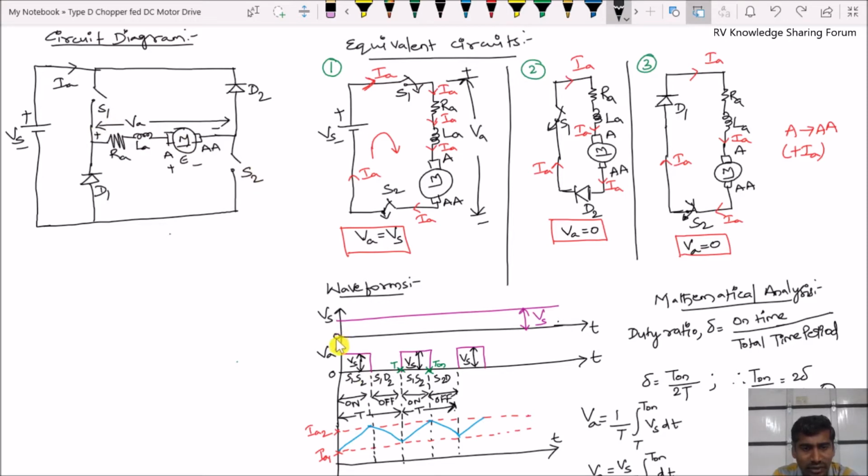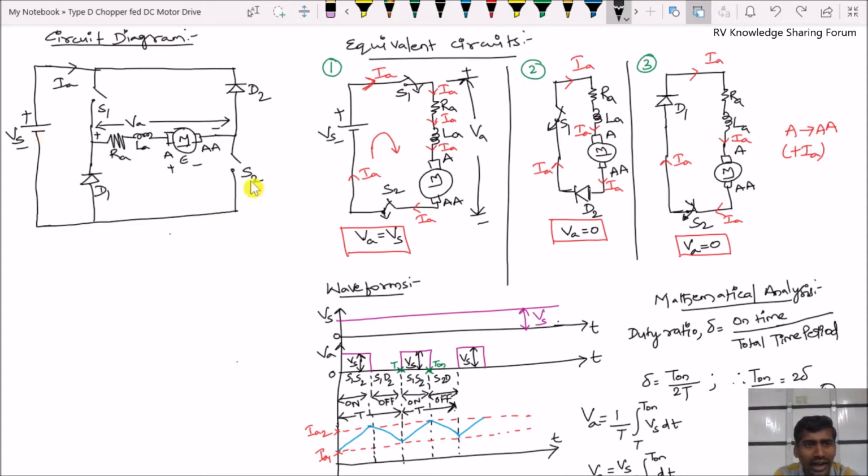At t equal to 0 milliseconds, the switches S1 and S2 are given the gate pulse. So what will be the current flow? Here the armature current IA starts from the positive terminal of the supply voltage and flows through the switch S1 and to the motor, and flows through the S2 switch and ends at the negative terminal of the supply voltage. So this is the current flow.